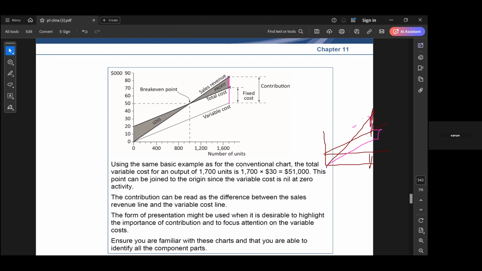Now, this is the advantage of this. And you know that in the total cost line at 1700, if you draw this, then you get to know that out of the total contribution, this much is my profit, 14. And then if you subtract 71 and 51, you'll get the fixed cost. Just a depiction, okay? The depiction changes a little bit. Like now, contribution lies in one place.